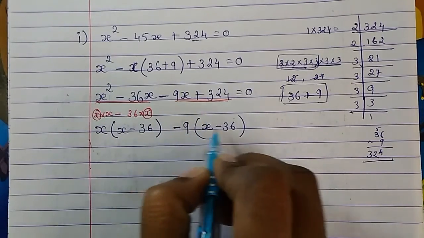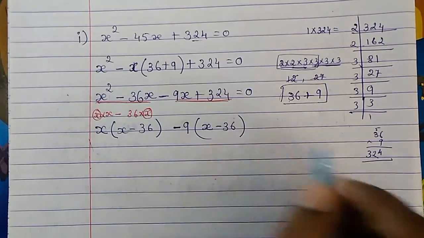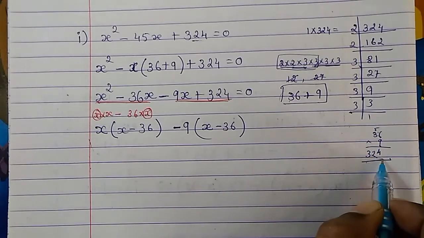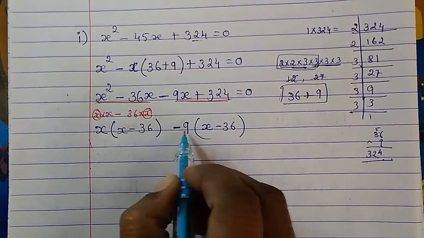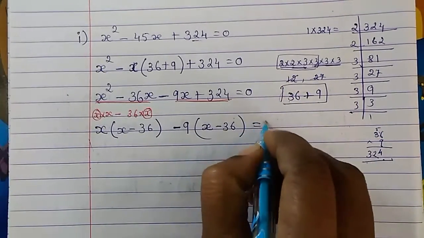Now 9 and 36, you multiply and see whether you are getting 324 here or not. You see, already we have done it. 36 when we multiply with 9 we are getting 324. That means 9 into 36 gives us 324. So this is correct.